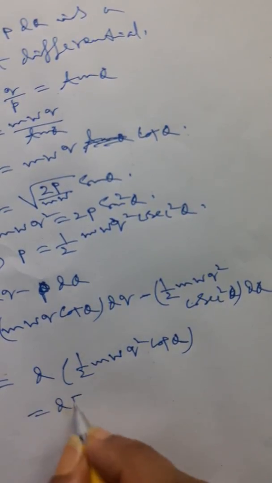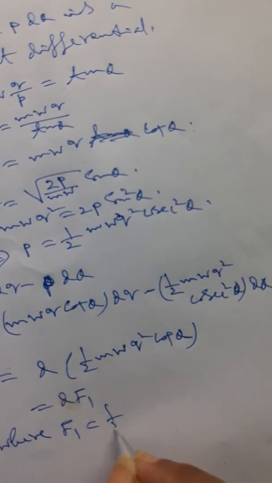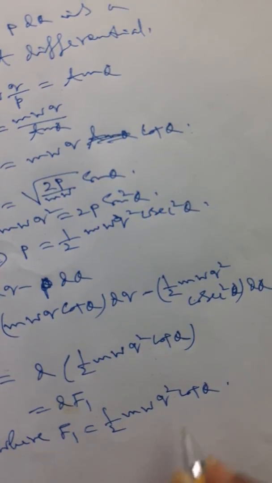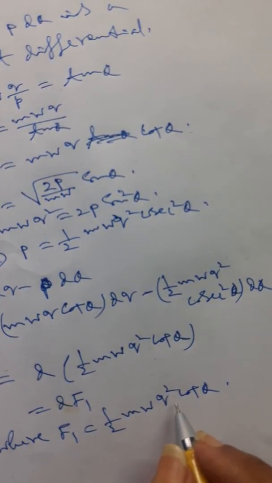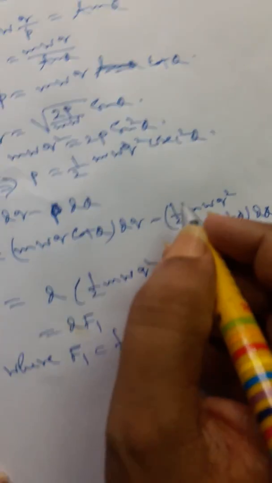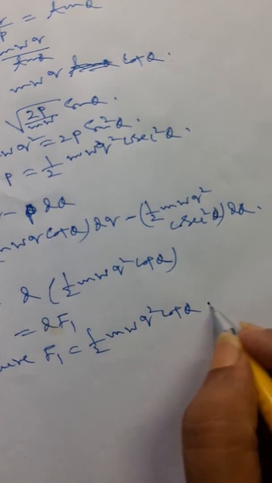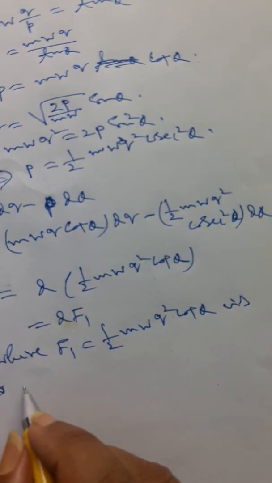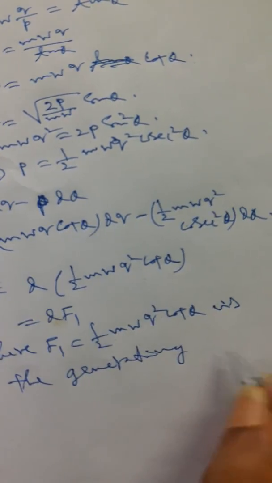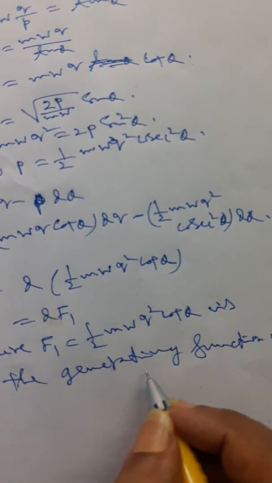Now we finally find this type of equation. We can take it as dF1, where F1 is equal to half of m omega q square cot Q. So this is the generating function. We finally find F1 is the generating function, and it is also the first generating function.